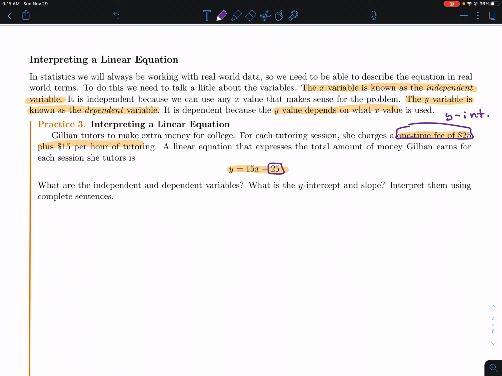And then the $15 per hour. The slope is always some kind of a rate of change. It's the thing that's changing. So $15 per hour is a rate of change. That's where we get our slope from. So this is our slope. Now what I want you to do is identify the independent and dependent variables in terms of the equation, find the y-intercept and the slope, and then interpret them using complete sentences.